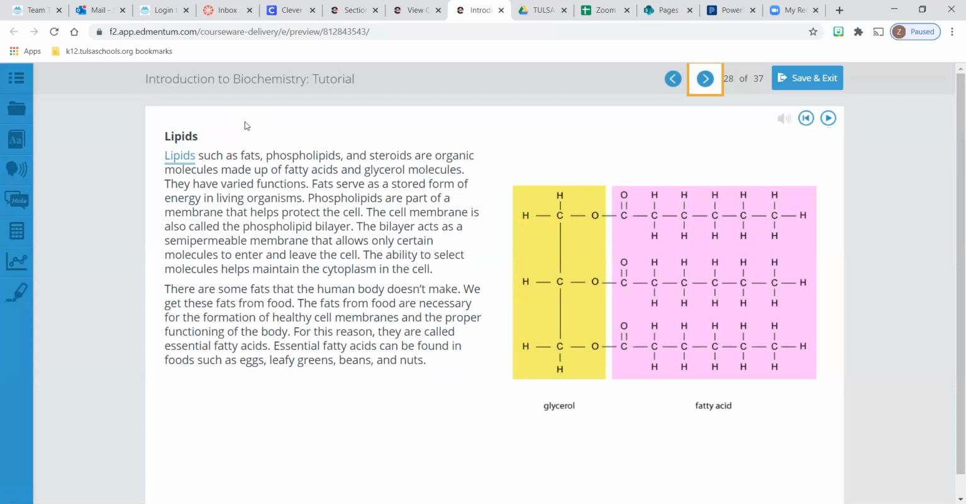Phospholipids are part of a membrane that helps protect the cell. The cell membrane is also called the phospholipid bilayer. And this bilayer acts as a semi-permeable membrane, which means some things can get through it, other things cannot get through this membrane. And the ability to select molecules helps maintain the cytoplasm in the cell.